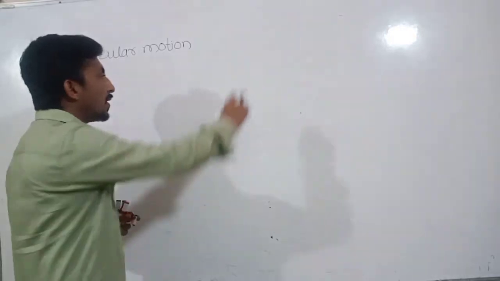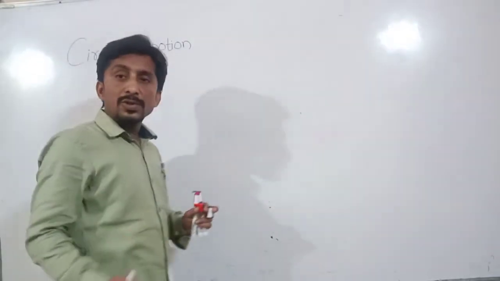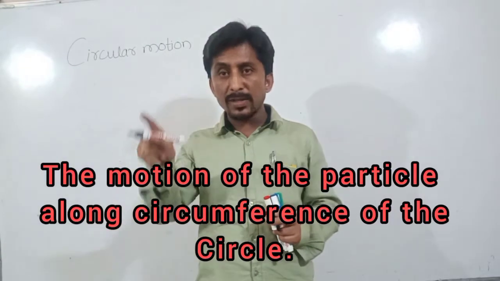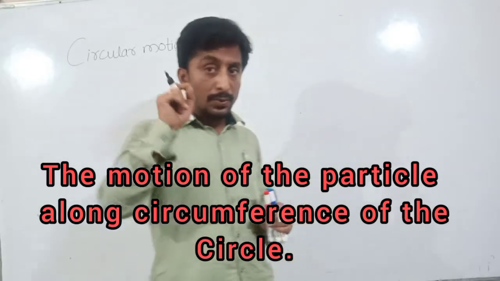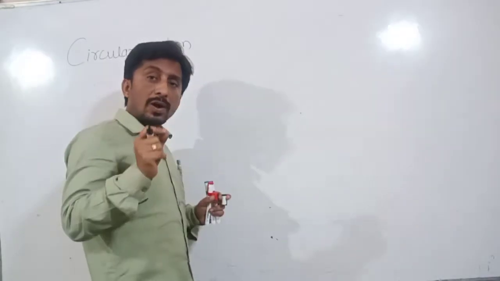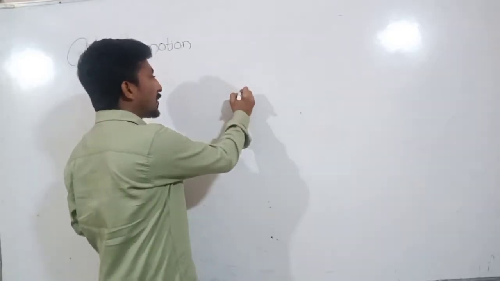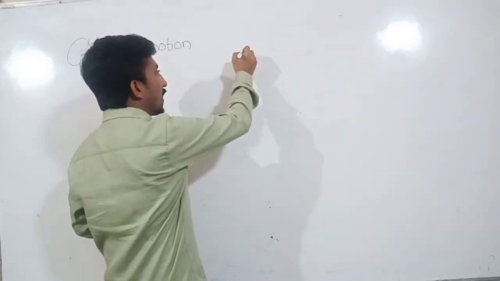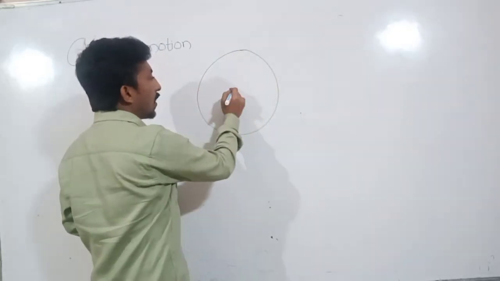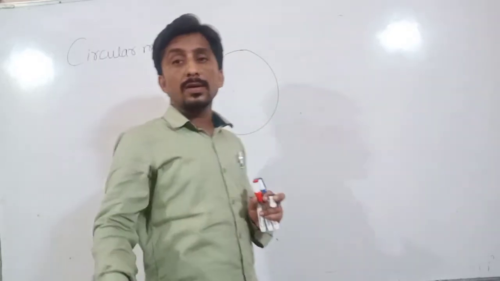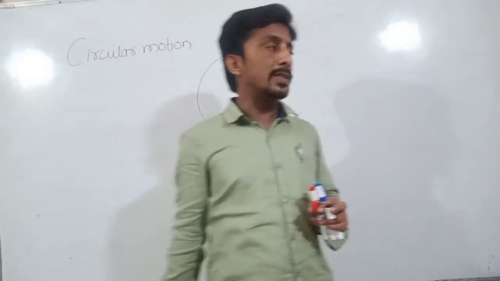Okay? So you know what is circular motion? The motion of the particle along the circumference of a circle is called as circular motion. Means you know that what is circle? In order to draw a circle, you need a fixed point and a fixed distance, and then only you can draw a circle. So circle is a locus of point drawn with fixed center and a fixed distance.